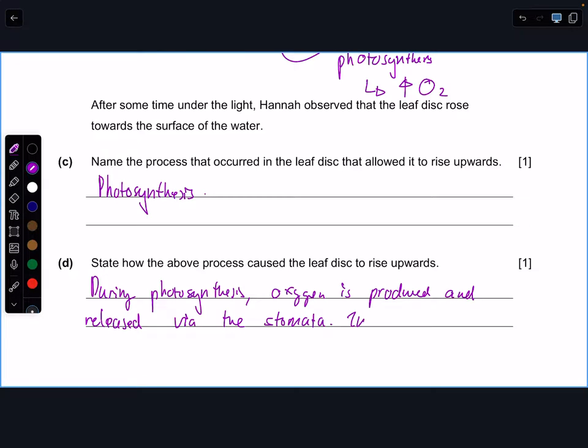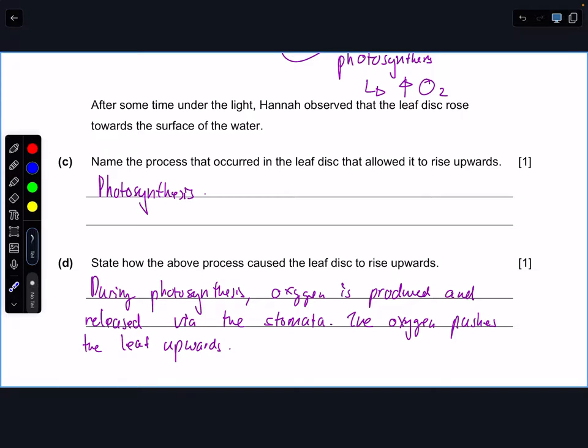Okay, the oxygen pushes the leaf upwards. Now the second part, I did not mark you down if you never put it, because this is a forces question. That means a forces question or a P6 topic. So I awarded you the mark as long as I see oxygen is produced during photosynthesis.